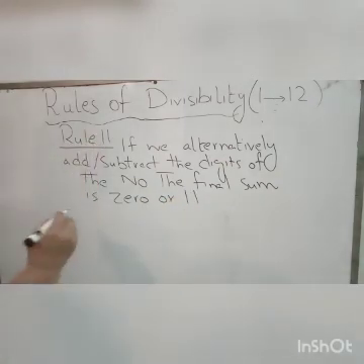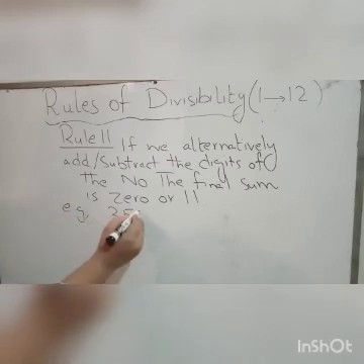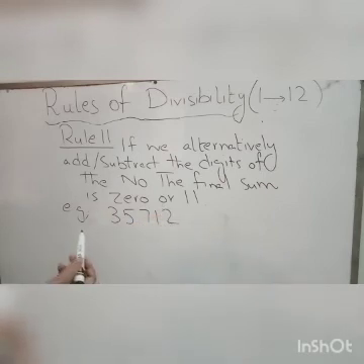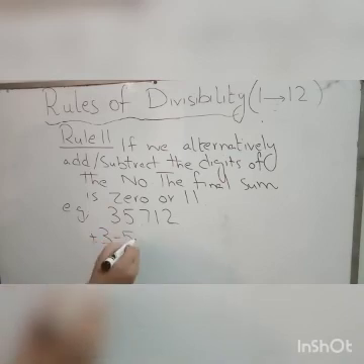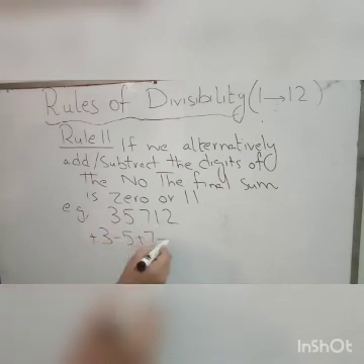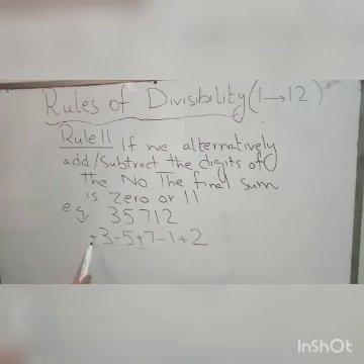Let's do one example. I'm writing a 5-digit number, 3, 5, 7, 1, 2. It's a random number. So how will this rule work here? There are 5 digits. So you will write the first digit with the positive sign, the next with the negative sign, then the next one positive, the next negative, and the last one positive again. This behavior, when one time it is positive and the other time it is negative, is called alternating behavior.